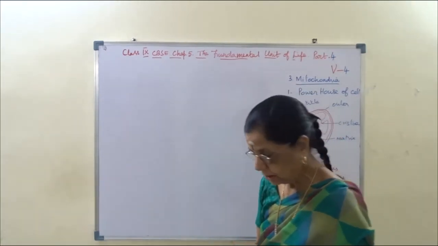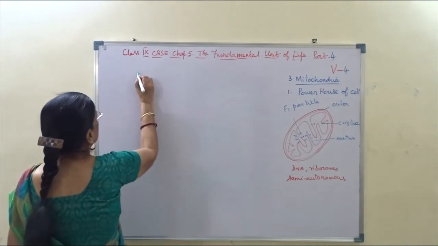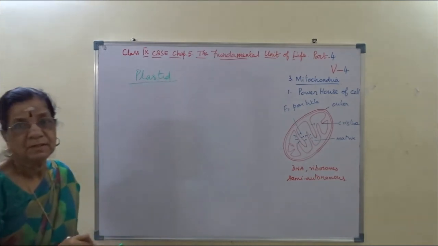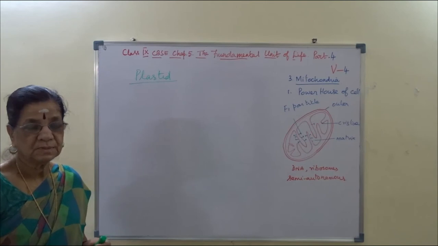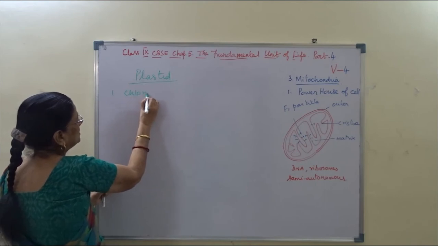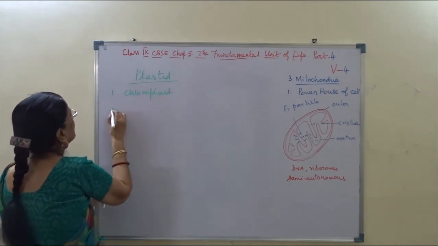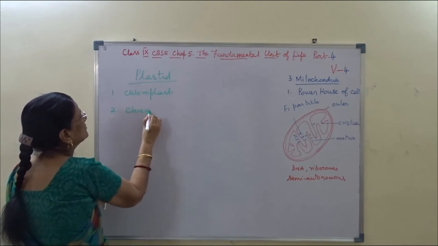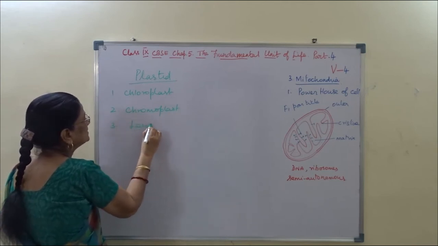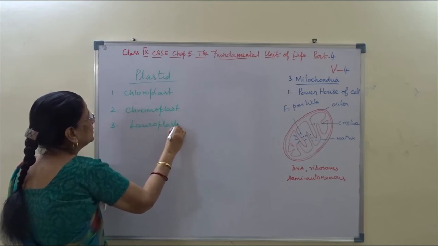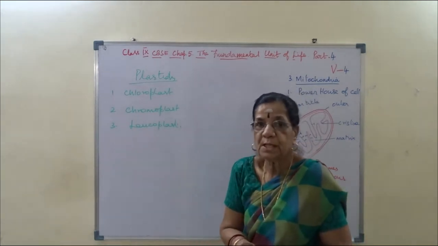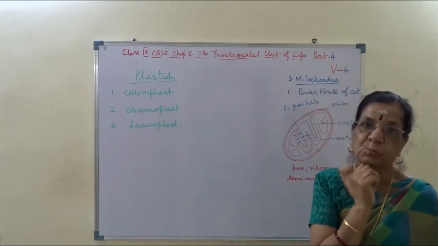Next cell organelle is the plastid. What do we know? Plastid, you have heard? Yes, sir. So now this plastid is of three types. One is chloroplast, second one chromoplast, and third one is the leucoplast. Plastids are of three kinds.